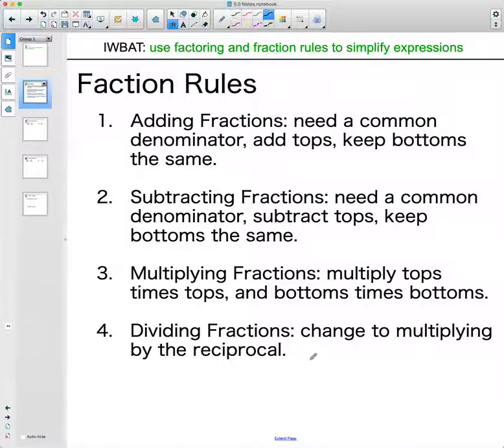So if we just took a look at a random example here, if we had a over b divided by c over d, you would keep the first fraction the same, and then you would change this to multiplication. So instead of dividing, you'll multiply, and then you'll flip this. So you'll multiply by the reciprocal, and then you would follow the multiplying rules.